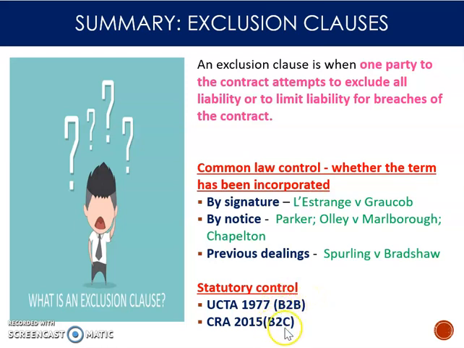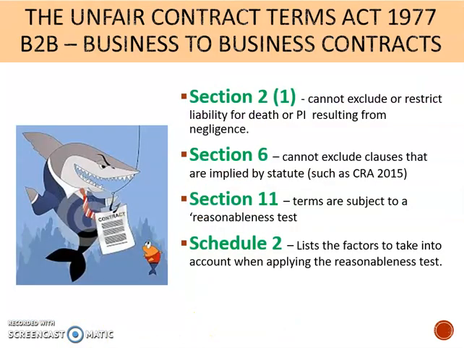If it's a business to consumer, Tesco to me, then it's not UCTA that applies, it's the Consumer Rights Act 2015. And both of these acts say that a term that has been incorporated can nonetheless be struck out if it's unfair. And I think it'd be useful just to have a really quick reminder of what UCTA and the CRA say. So very quickly then, UCTA for business-to-business contracts, these are really important sections for you to know.